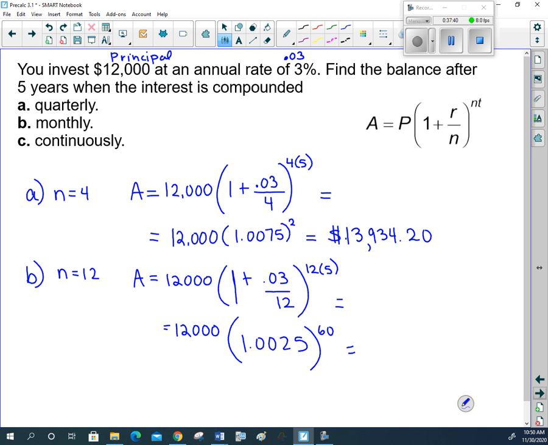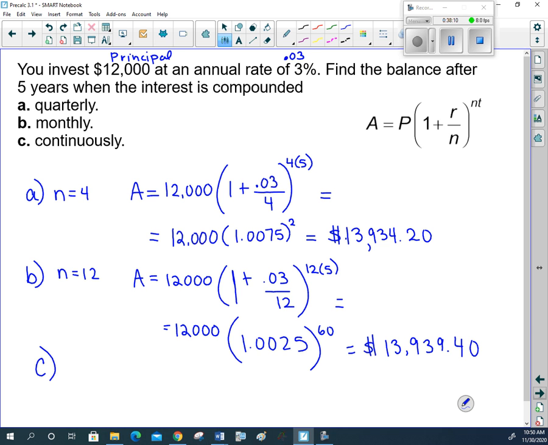Okay, let's figure out what we have now. 12,000 times 1.0025 raised to the 60th power, and we end up with just about 13,939.40. So we got a little over $5 more if we compound it monthly. Okay, how much more if we compound it continuously?